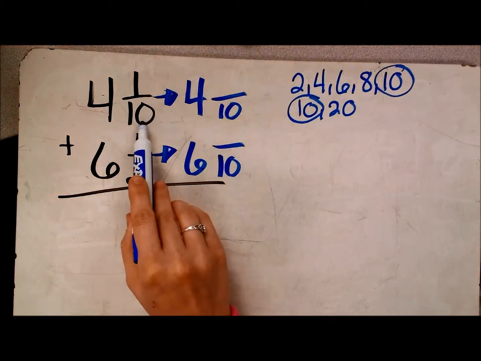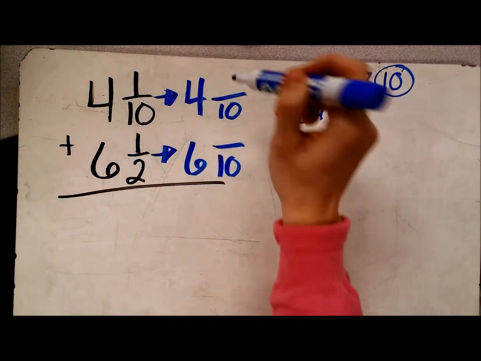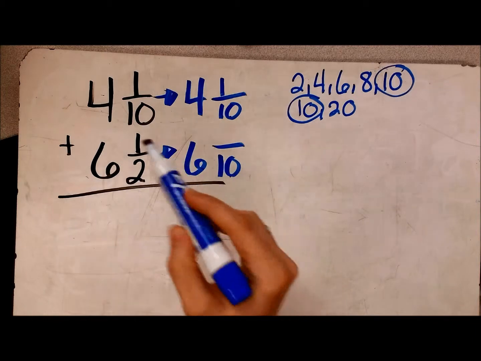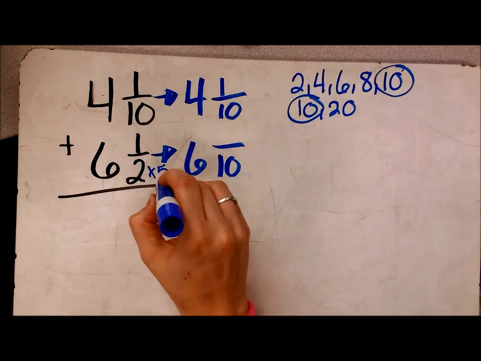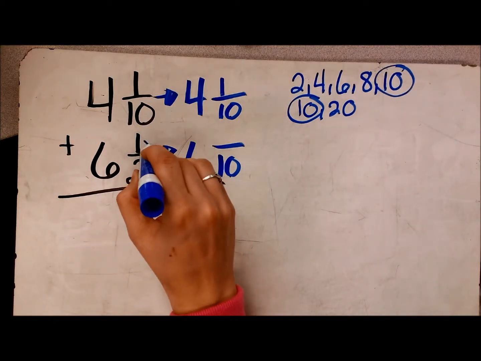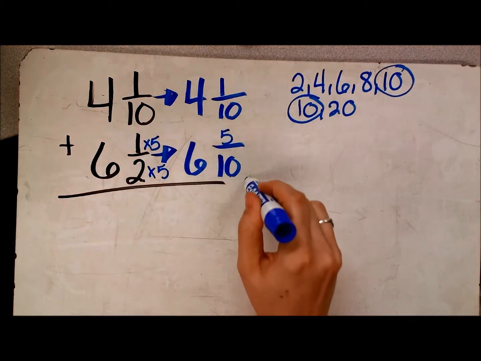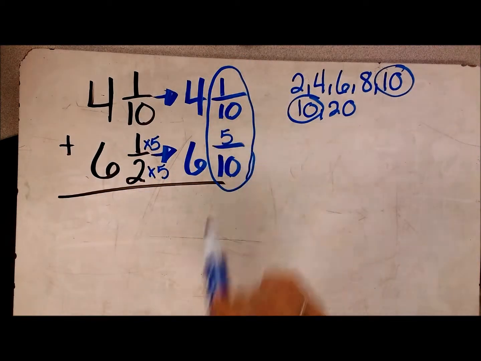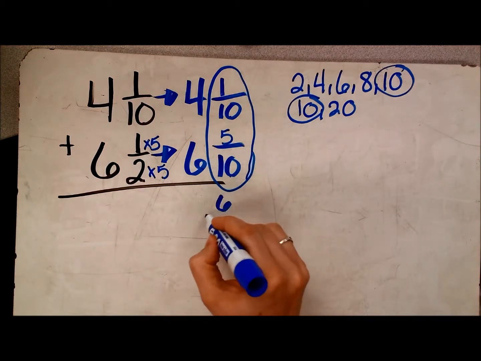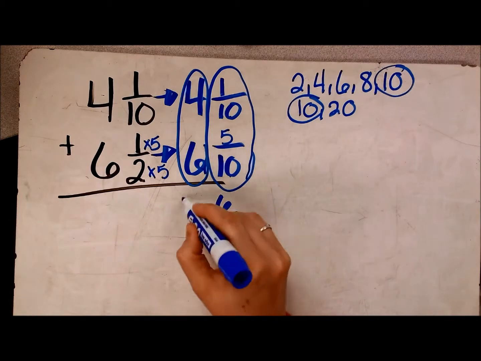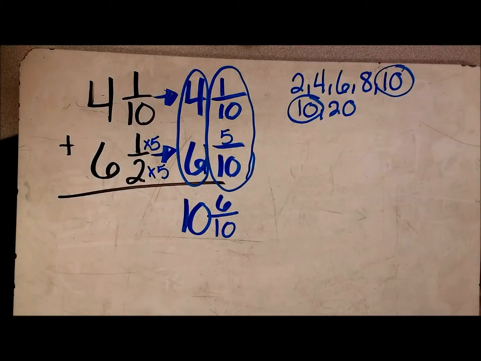You don't have to do anything to a 10 to turn it into a 10, so you just copy it. To change a 2 into a 10, you multiply by 5. If you do it to the bottom, you must do it to the top. Then you add your fractions to your fractions, giving you a 6 over 10, and whole number to whole number, making it a 10. This is not your final answer.